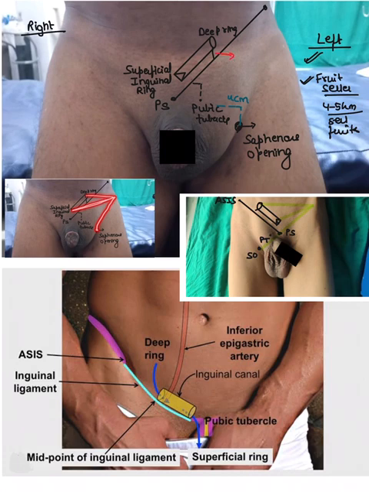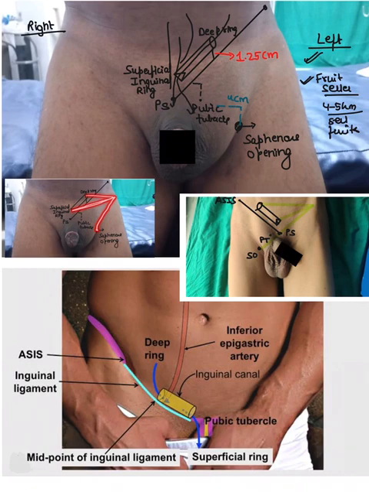Okay, so we said that 1.25 centimeter above the midpoint lies the deep ring. The superficial ring is just above and medial to the pubic tubercle. You can see this is the superficial ring, and this is the deep ring. Now what happens? Suppose there is a defect like this and it goes to the scrotum. So basically this is the indirect hernia. And if it comes directly through the Hesselbach triangle, that is the direct hernia.